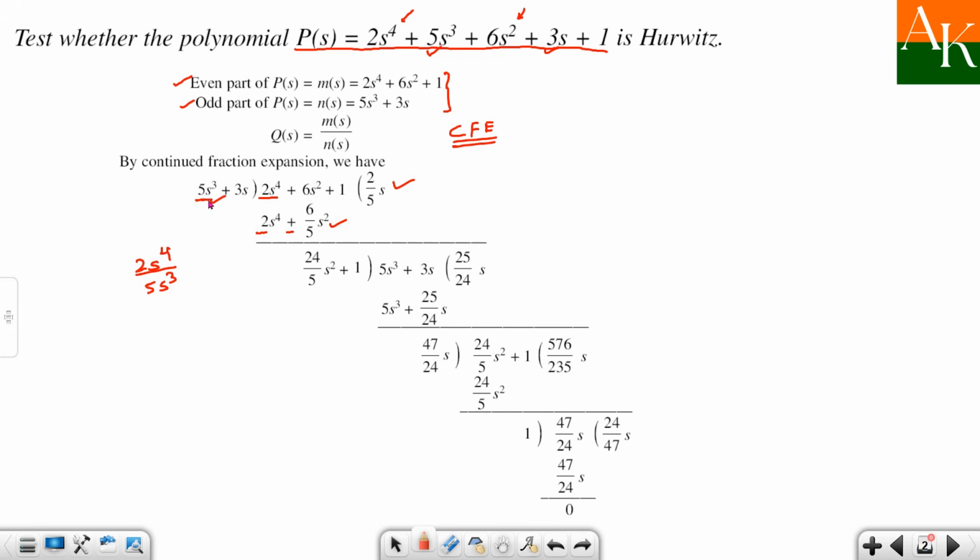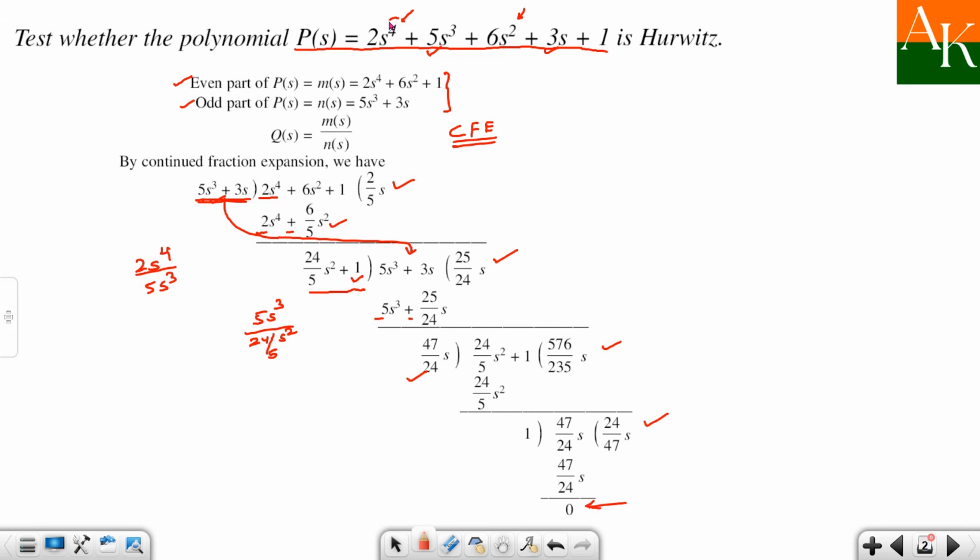After this, the divisor will become the dividend. So it will go inside over here. And the remainder becomes the divisor. So in the same way you have to go ahead, and you will get the next quotient by dividing 5s cube by 24 by 5s square. So you will get 25 by 24s. Then you have to multiply with this. Do the subtraction over here. So you will get 47 by 24s as a remainder, which will become the divisor for the next step. And this divisor will become the dividend over here. And so go ahead till you get the remainder as 0.